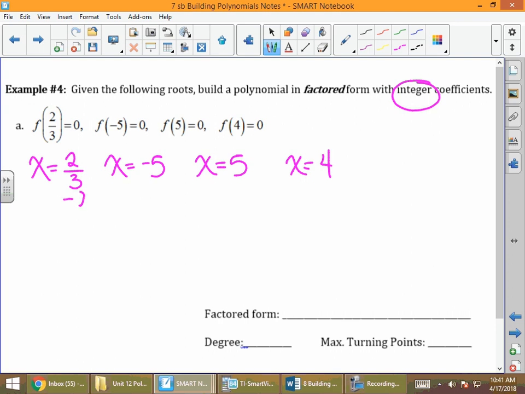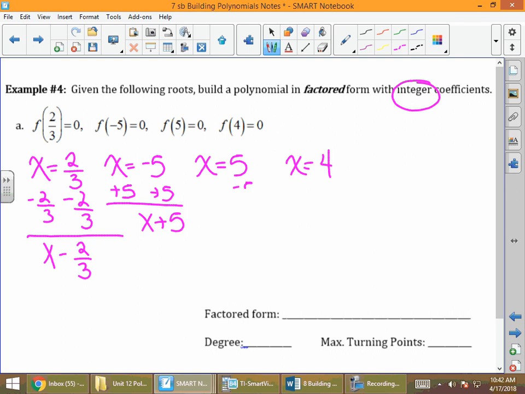So what we do to put it in factored form is we're going to subtract 2/3 from both sides. We get x minus 2/3. And we add the 5 to both sides. We get x plus 5. And we subtract 5 from both sides. And we get x minus 5. And we subtract 4 from both sides. We get x minus 4.